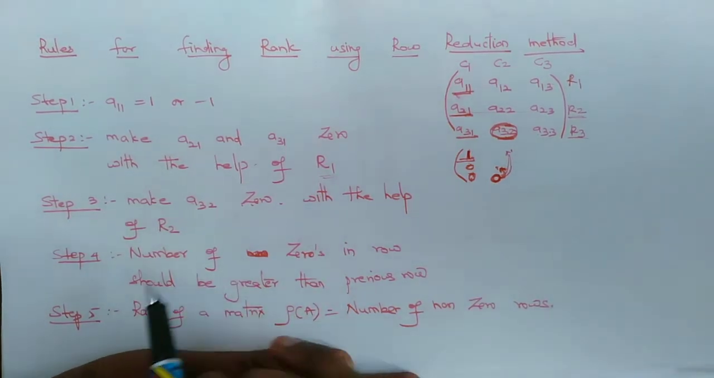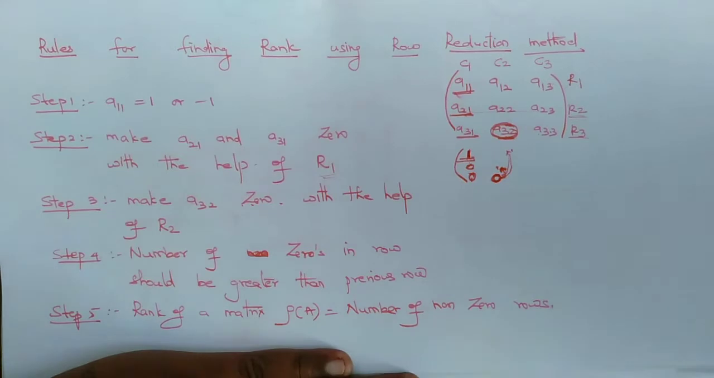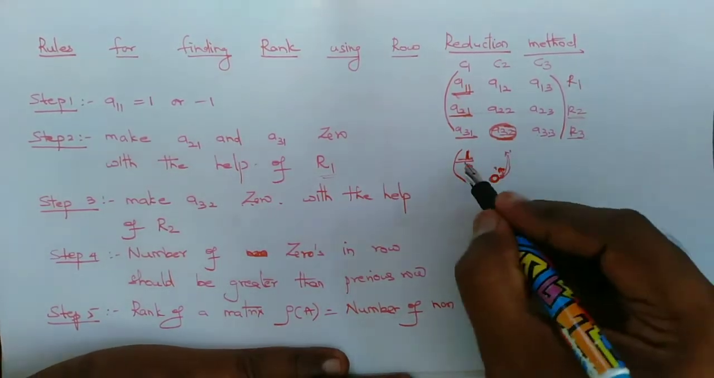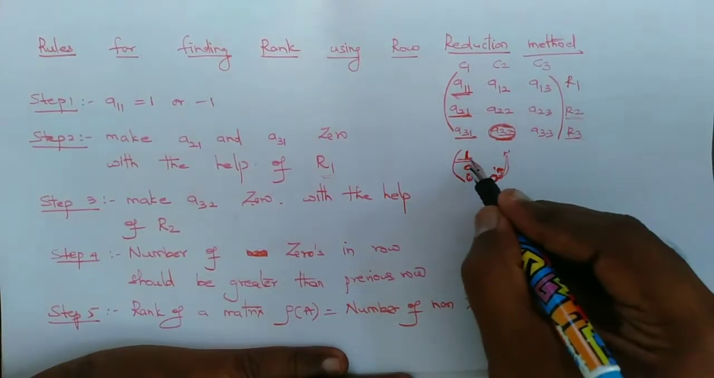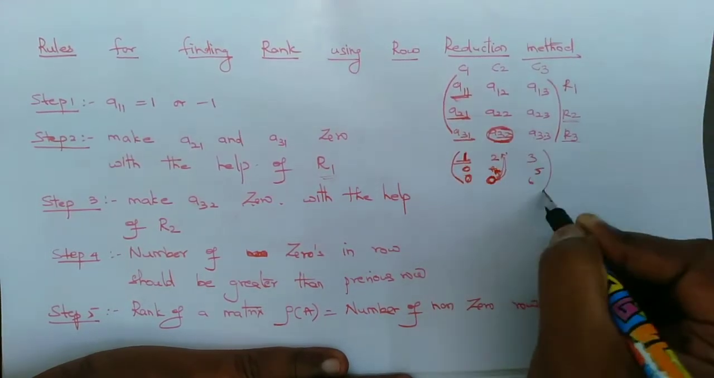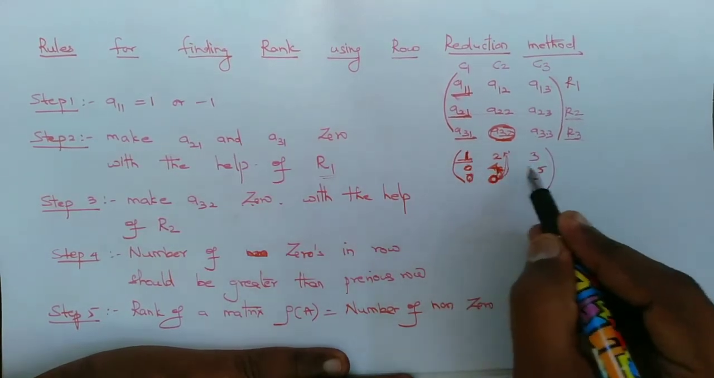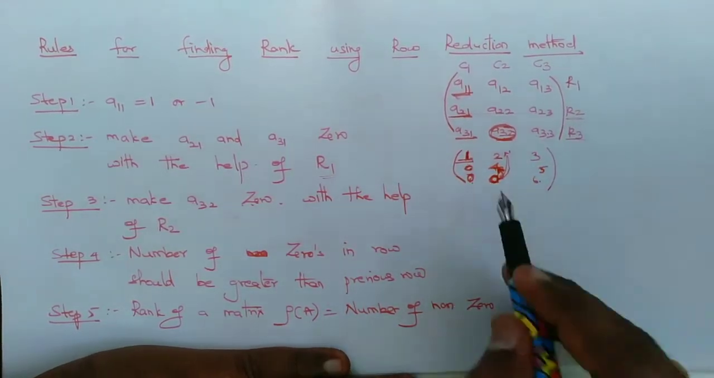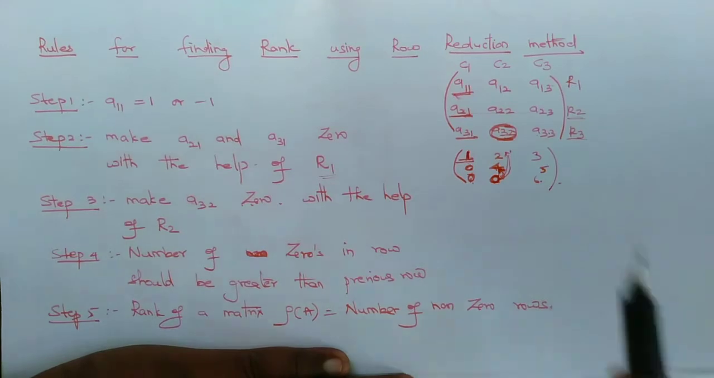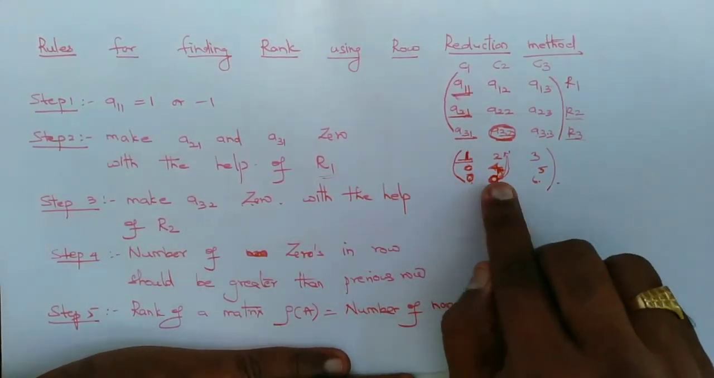Next step. Number of zeros in a row should be greater than the previous row. This one is the main thing. See, if we make this one 0, this one can be 2, 3, 4, 5, 6. So what is the meaning? 1, 2, 3, 0, 4, 5, 0, 0, 6. In R3, how many zeros are present? 2 zeros, 1 and 2.